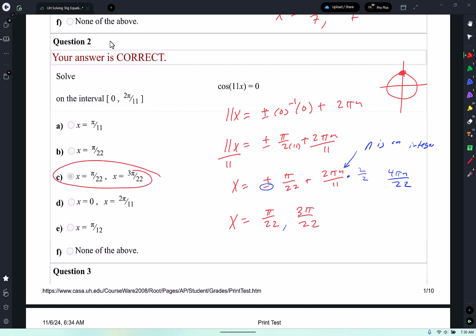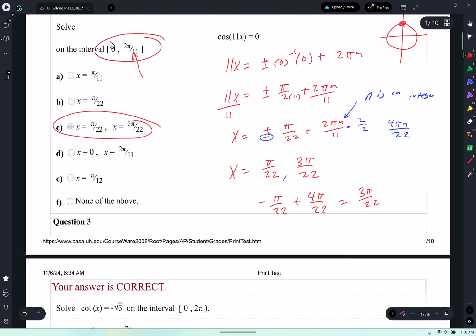So in case you're wondering, what did you do? I went negative pi over 22, and I made n equal 1, and I got a common denominator, plus 4 pi over 22. See? And there it is. Those are my two answers between 0 and 2 pi over 11. If you take the positive one and you add 2 pi over 11, you're outside the domain, because I'm looking for all my answers between 0 and 2 pi over 11. So notice that your period is 2 pi over 11. So you can't add it to the positive one, but negative pi over 22 plus 2 pi over 11 will put you inside that domain. And there it is, guys.